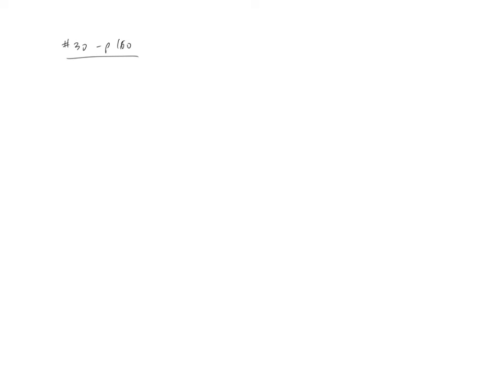So the first thing I'm going to acknowledge is that we're dealing with a sphere. And the volume of a sphere is 4/3 pi r cubed. The other thing I'm going to acknowledge is that the surface area of a sphere is 4 pi r squared.